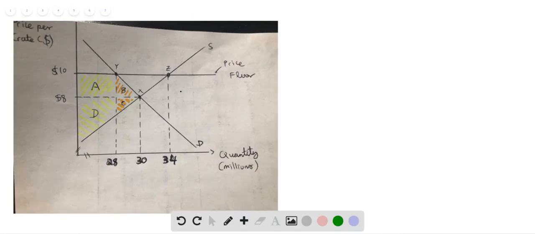this price floor. But it's also important to keep in mind that due to this price floor, there has been a net loss to society in the form of deadweight loss, which is this little triangle you see over here, which is B plus C. This is surplus that existed before, but now has vanished due to this imposition.